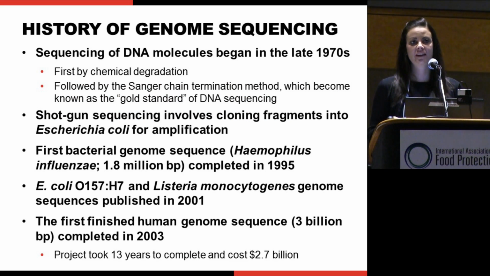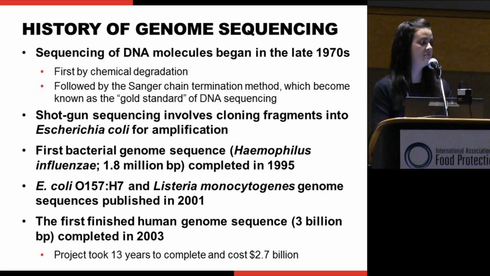So DNA sequencing began in the late 1970s, and the first molecules that were sequenced include viruses and phages. The Sanger sequencing method, which continues to be the gold standard of DNA sequencing, was developed in the late 1970s and was the workhorse of DNA sequencing for over 20 years before next-generation sequencing methodologies were introduced.